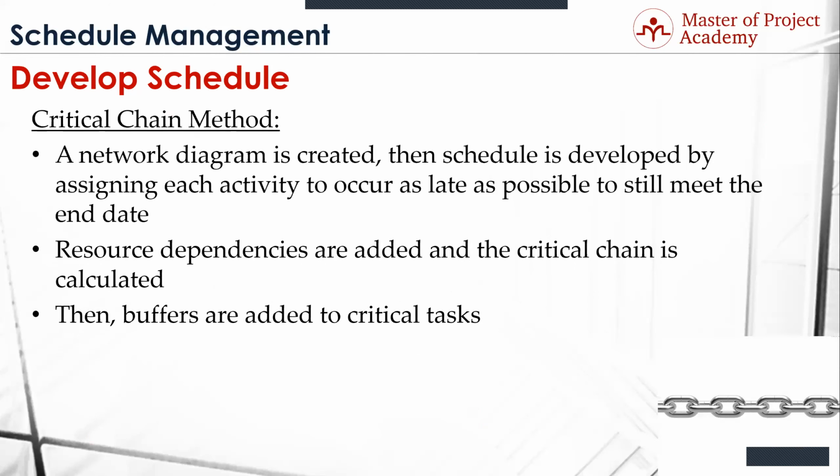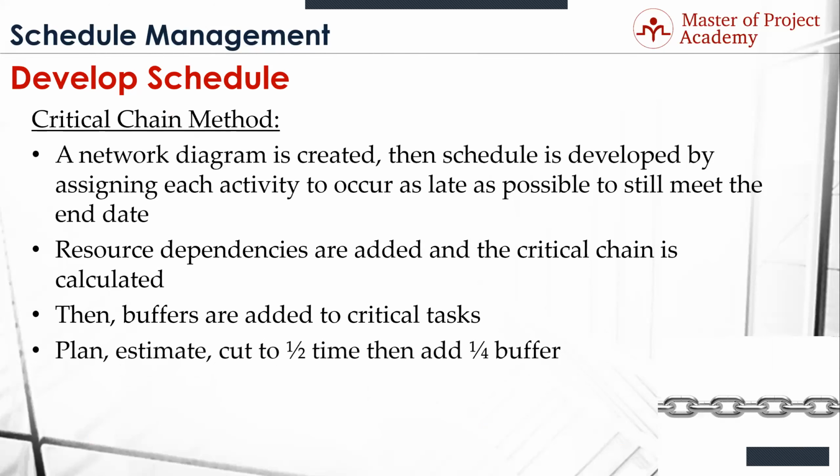The premise of critical path, and this is a very simplistic view, is that you take your project, you cut it in half, you add half of what you cut off as your buffer, and you basically made your project 75% of what it was. And I'll demonstrate that in just a second. So plan, estimate, cut to half the time, and then add a quarter buffer.